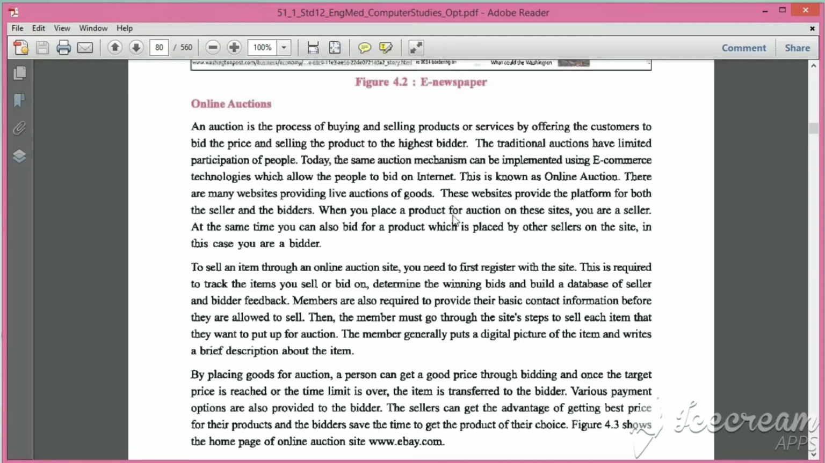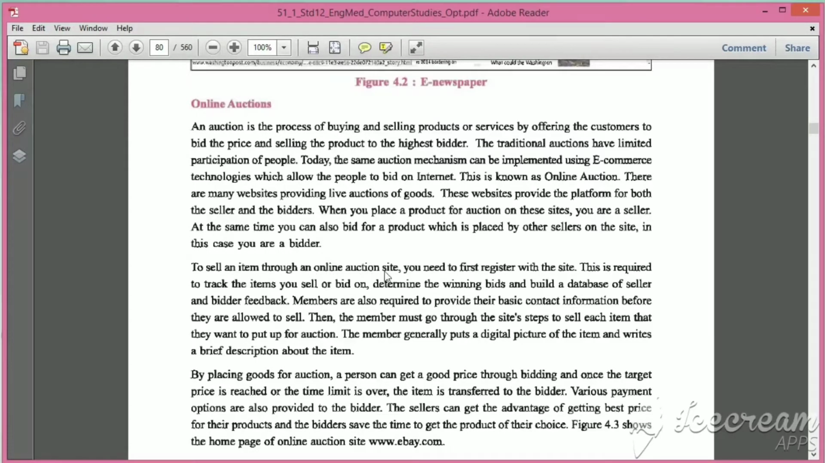When you place a product for auction on this site, you are a seller. At the same time, you can also bid for a product which is placed by other sellers on the site. In this case, you are a bidder. The two most important terms are seller and bidder.